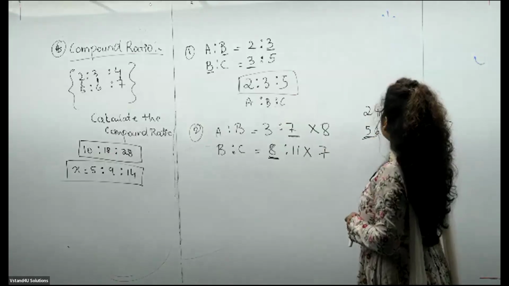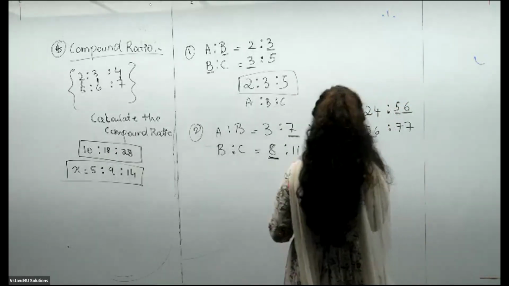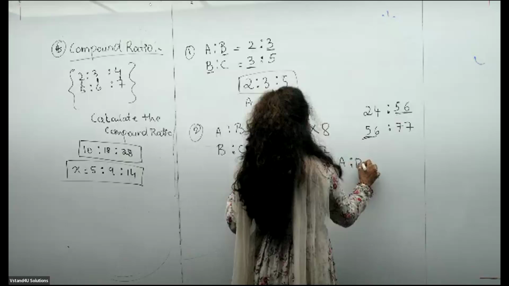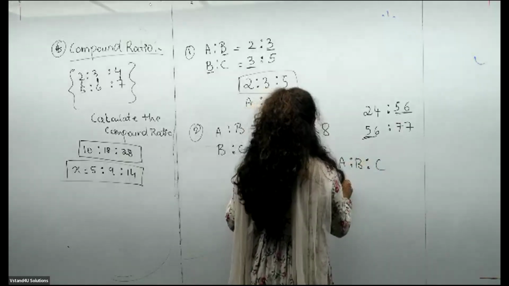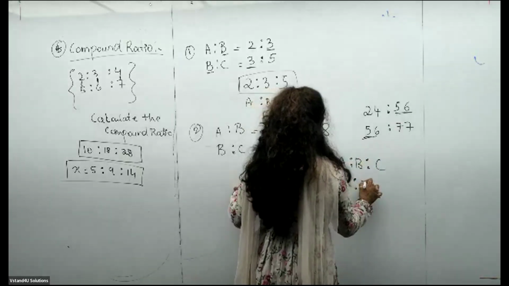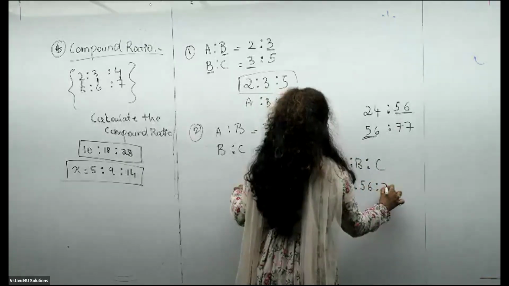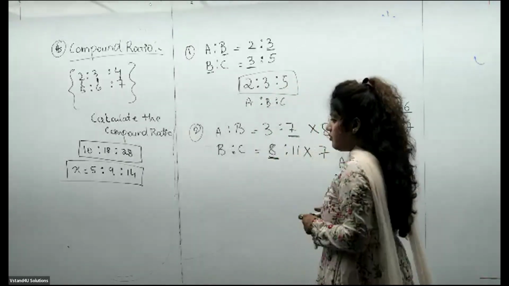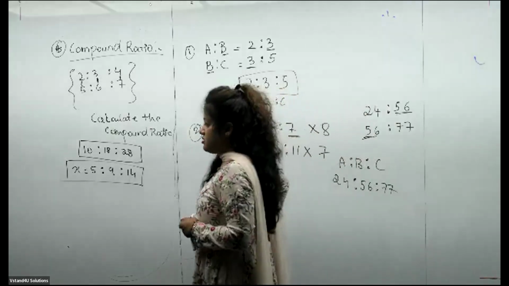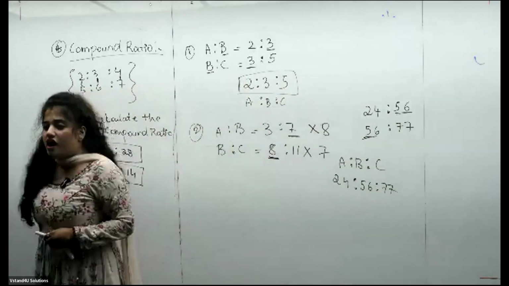So the B values are the same. Now what is the ratio of A:B:C? It is nothing but 24:56:77. Clear? Clear, guys?